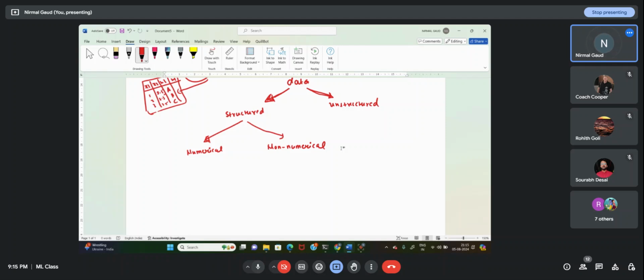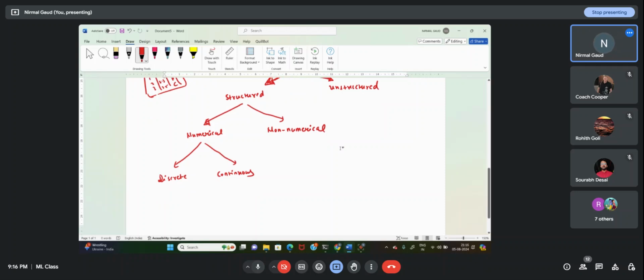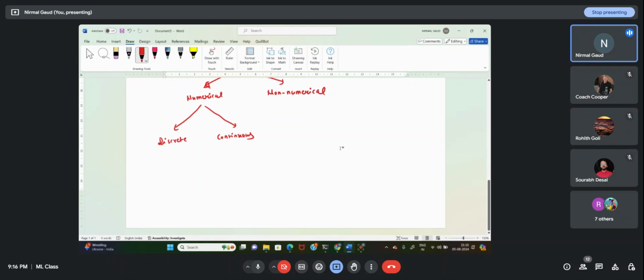Okay, we can further divide this numerical into two types: discrete and continuous. Further, they can be divided, and these are discrete and the continuous. Okay. So discrete means countable.